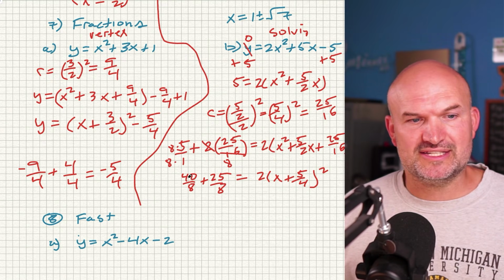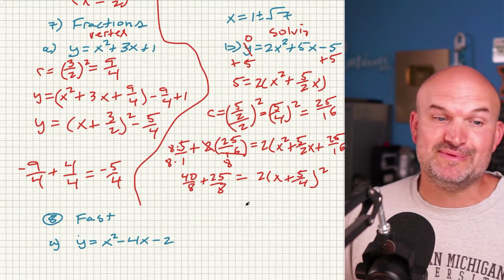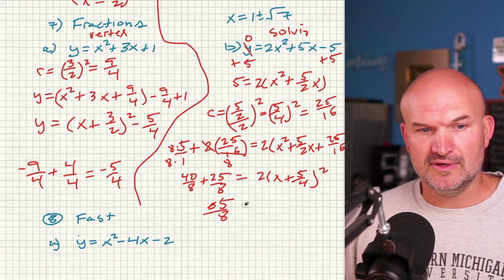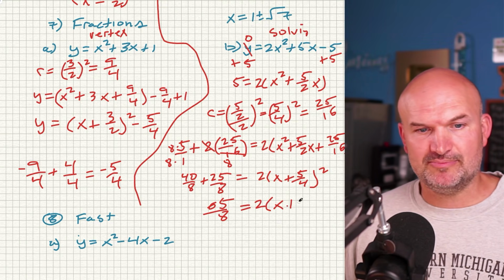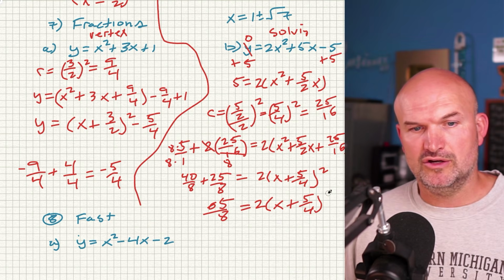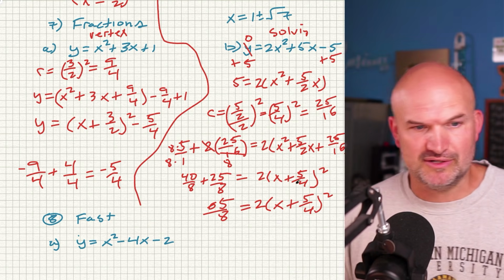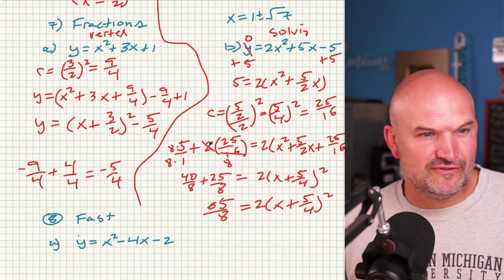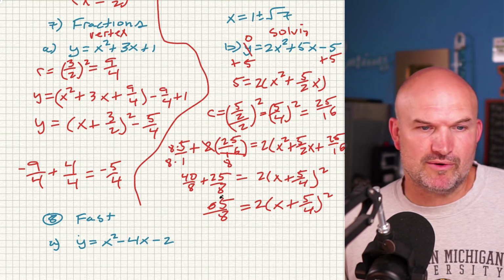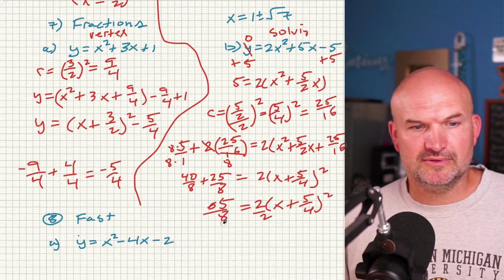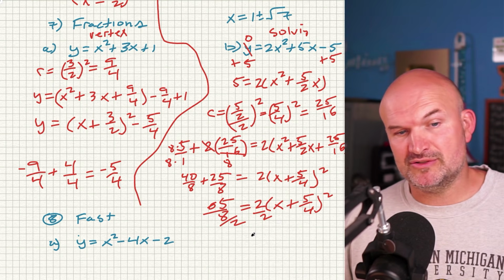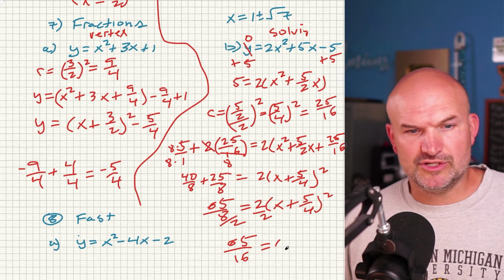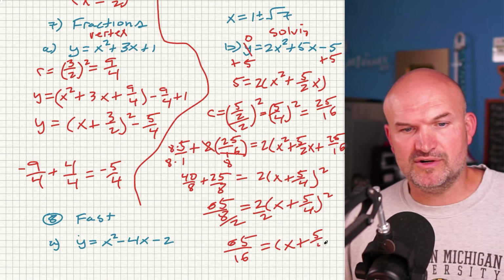All right, now we got to figure this out. 40 plus 25 is going to be a 65. So that's a 65 over 8 is equal to a 2 times a x plus a 5/4 quantity squared. I just made up some numbers, so nothing is really looking pretty good here. I wish that 25 and 40, I wish I could have taken the square root there. But divide by 2, that's now going to be multiplied by 2, so that's a 65 over a 16 is equal to a x plus a 5/4.